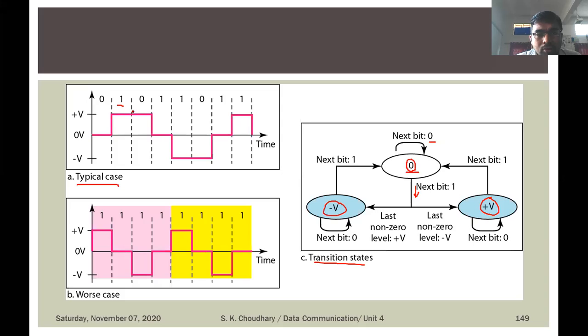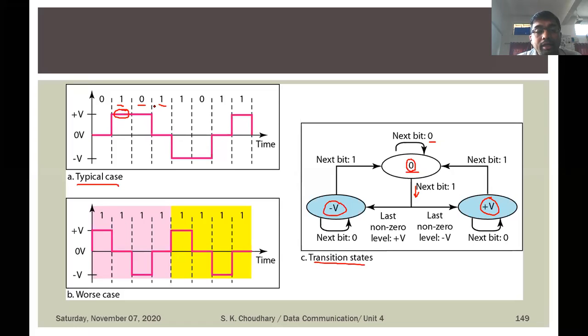Okay, now come to the next point. Again you are at the plus B level, but the next bit is 0. The next bit is what? 0. So you remain at the same level as per the rule mentioned in the first statement. Okay, no transition. But now the next bit is 1 and the current level is 0.